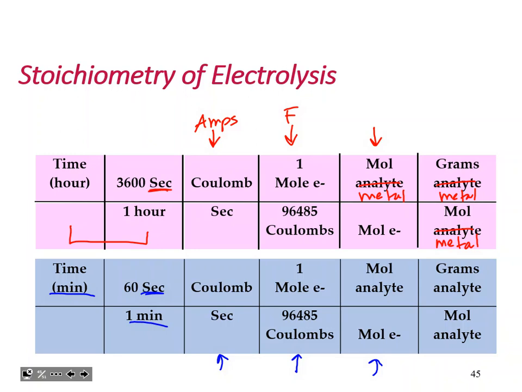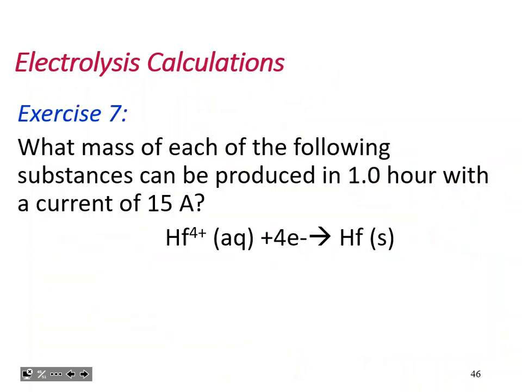So let's go ahead and take some time to do one of these problems. Well, actually there's three, so we're going to do three of them. All right, mass of each of the following, although we're just doing this one here, we're going to look at the hafnium. We're taking hafnium 4 and creating hafnium solid. And we're going to run it for 1 hour at 15 amps. And we want to know how many grams mass, how much is going to be produced.